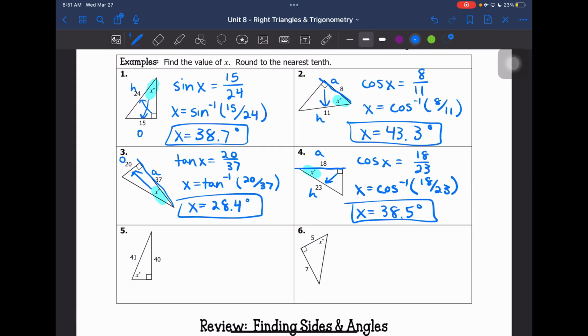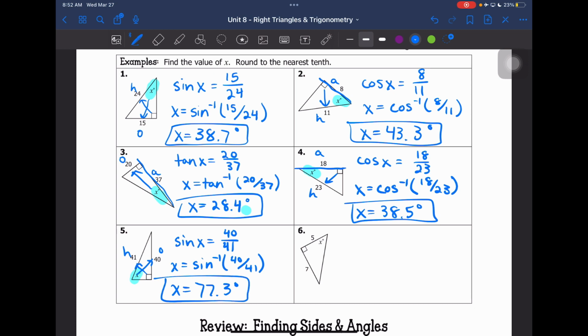Okay, and then number 5 is going to be pretty similar. I have a hypotenuse, and I also have an opposite. So I'm going to use sine this time. Sine of x is equal to 40 over 41. So x is equal to inverse sine of 40 over 41. When I type inverse sine of 40 over 41 in the calculator, I'll get 77.3 degrees.